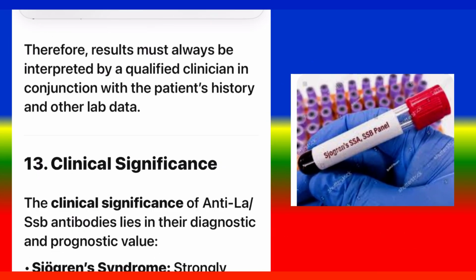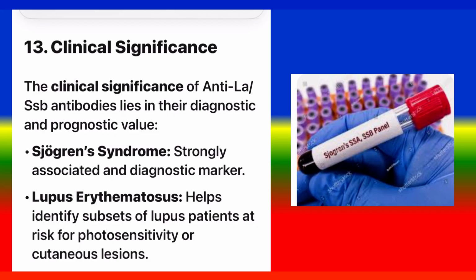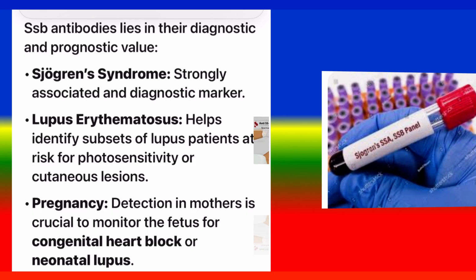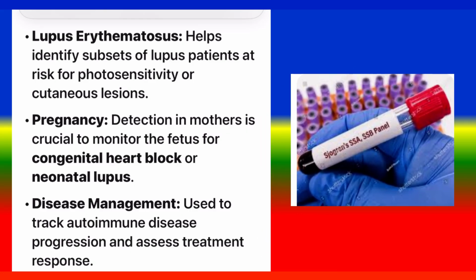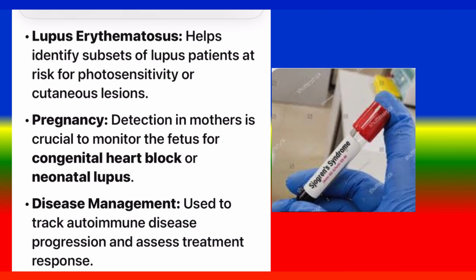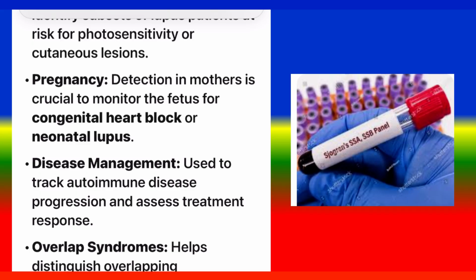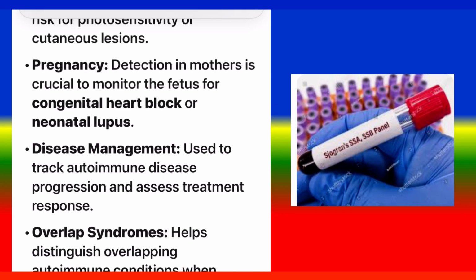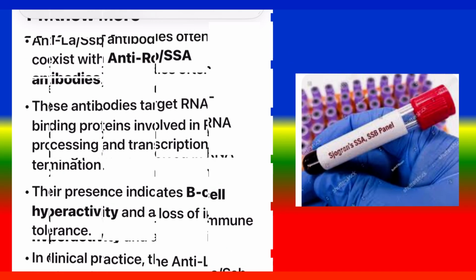Number 13. Clinical significance. The clinical significance of anti-La SSB antibodies lies in their diagnostic and prognostic value. Sjögren syndrome: strongly associated and a diagnostic marker. Lupus erythematosus: helps identify subsets of lupus patients at risk for photosensitivity or cutaneous lesions. Pregnancy: detection in mothers is crucial to monitor the fetus for congenital heart block or neonatal lupus. Disease management: used to track autoimmune disease progression and assess treatment response. Overlap syndromes: helps distinguish overlapping autoimmune conditions when symptoms are nonspecific.